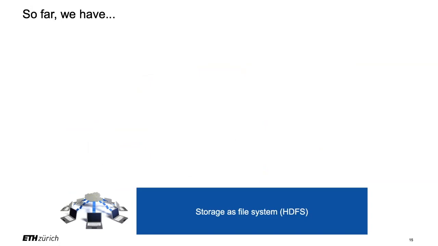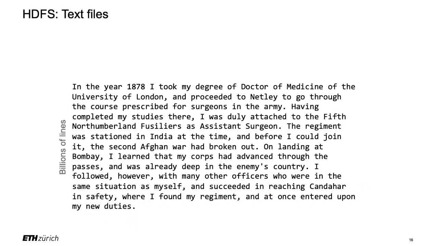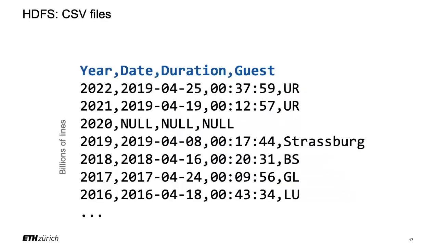So getting back to the big data aspect, we now have storage as a file system. We have HDFS, for example. We have S3, we have Azure Blob Storage, so we have data in there. The data might be organized in text files, like this. Billions of lines, I insist. Or we could have CSV files like this. I could have billions of lines looking like CSV.